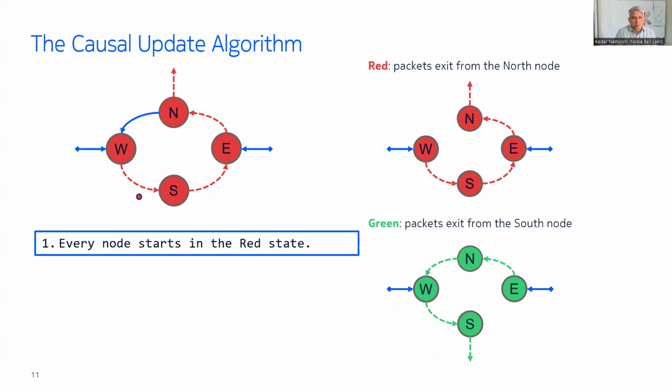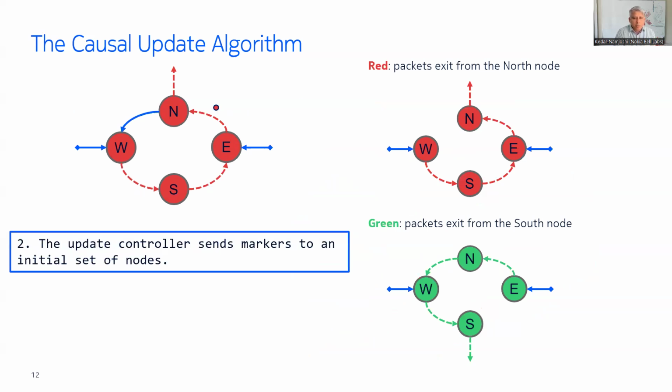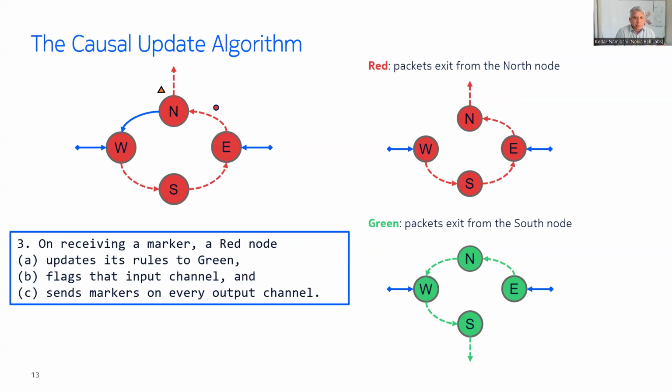So every node starts in the red state. We move packet along as before. Now the update controller sends markers to some initial set of nodes. The marker is this orange triangle. It's arrived at the north node. On receiving a marker, a red node does three things, and this is really the heart of the algorithm. It updates its configuration rules to green, so it turns green. It flags the input channel on which it has received this marker, and it forwards the marker to every output channel. So you'll see that happening here.